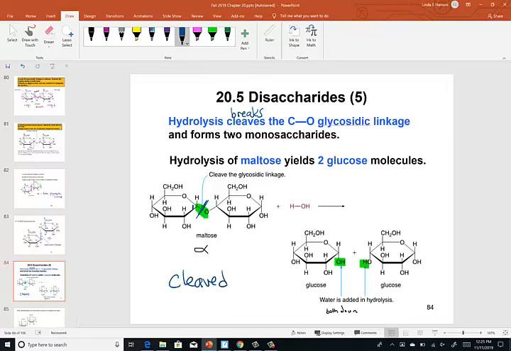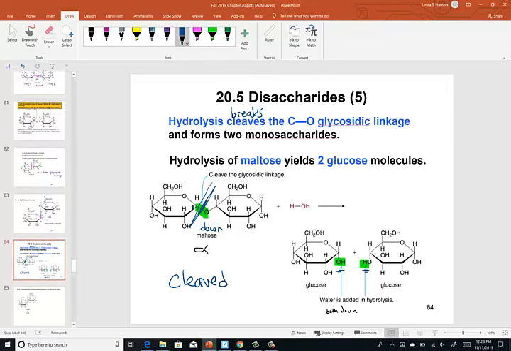Notice this is alpha, so it's pointing down, which means the positions here will be pointing down. So all I have to do is redraw each monomer, but break the position here and reestablish the alcohols. Since the linkage is alpha, both alcohols are drawn down. And you might want to pause to just catch up your drawing if you need to.